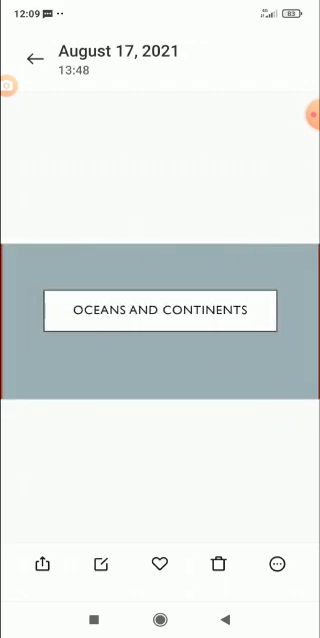Children, our lesson name? Yes, globe, a model of the earth. In the previous class, what have we learned, children? Oceans and continents. Very good. Children, I will ask some questions from the previous class, so everyone give me answers.